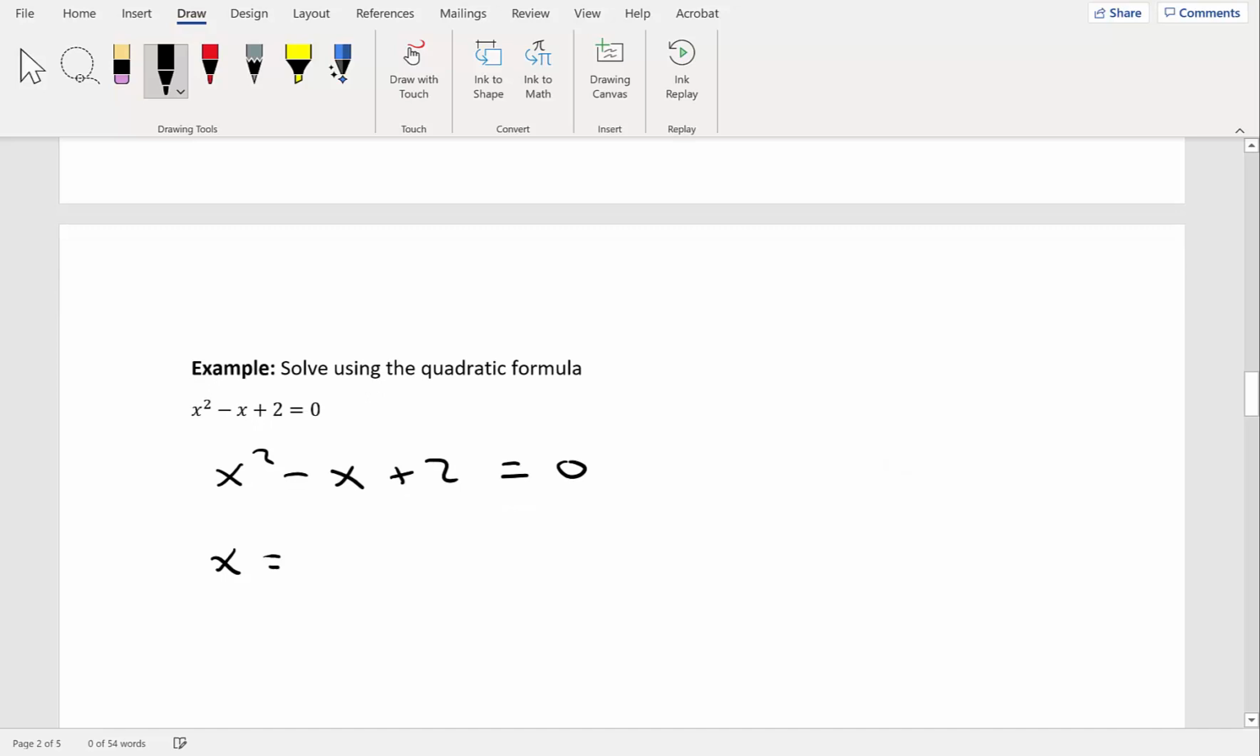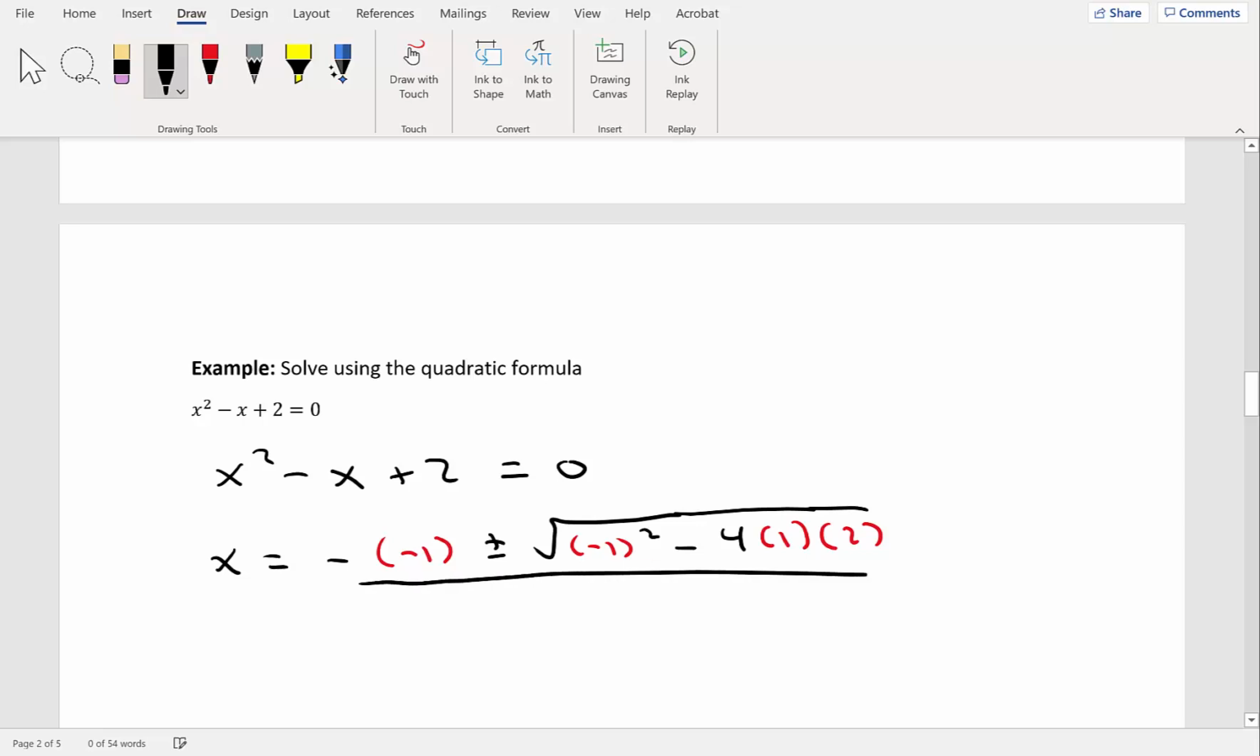So I have x is equal to negative, and then my b, which is negative 1, plus or minus the square root of b squared. So I have negative 1 raised to the second power, minus 4 times a times c. So minus 4 times my a, which is 1, times c, which is 2. I have all over 2a, so all over 2 times 1.